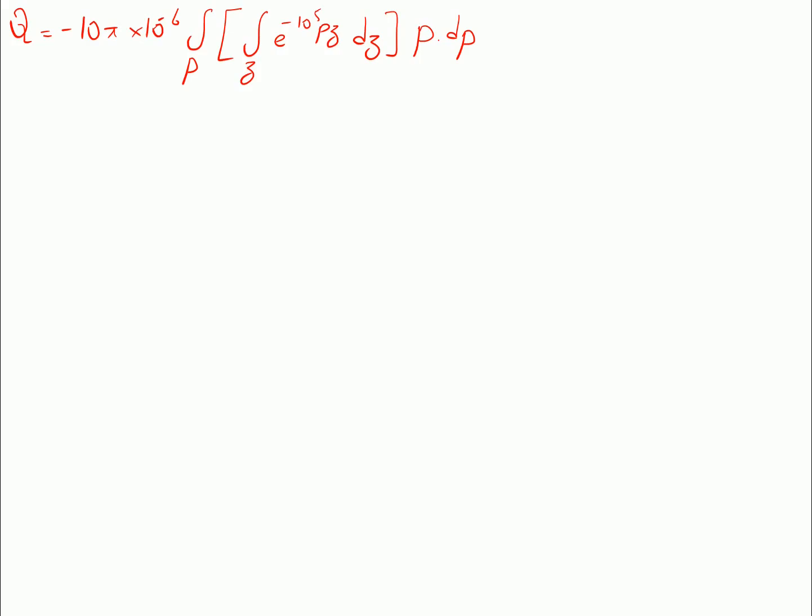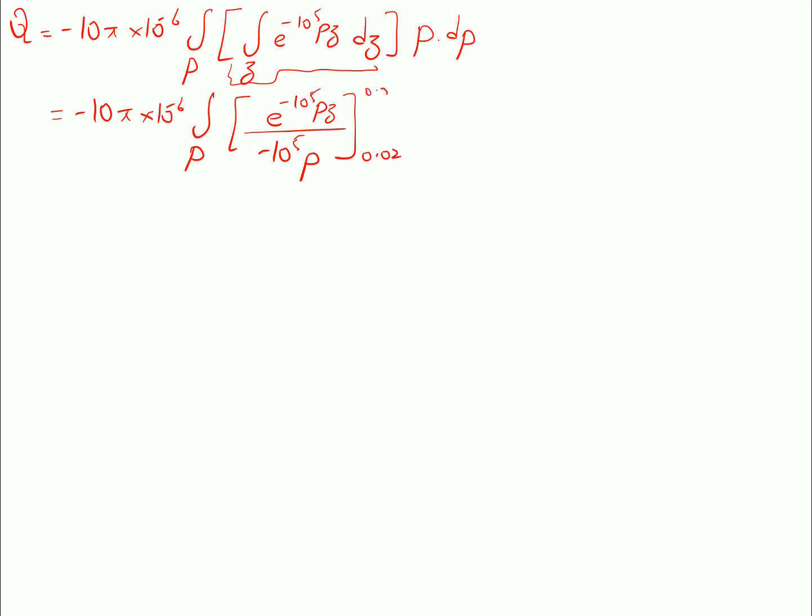Now I can simplify it further when I integrate. It becomes minus 10 pi into 10 raised to power minus 6, and the integral for rho remains as it is. Then if I integrate this portion, it comes out to be e raised to power minus 10 power 5 rho z divided by minus 10 power 5 rho. The limits will be 0.02 to 0.04, and the remaining values will be rho d rho. I can see that this rho is now getting cancelled with this rho, and now I can put in the limits and proceed forward.